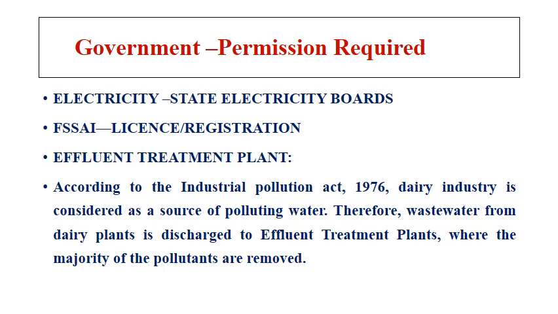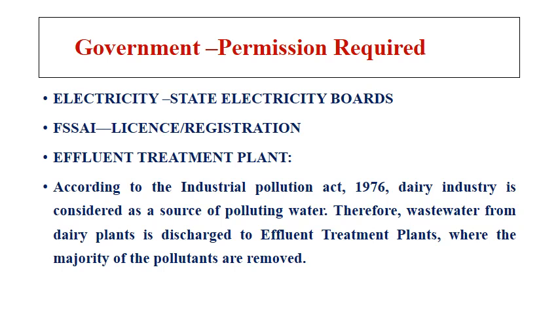Before starting a dairy plant, some important permissions are required from different government agencies. So here we will briefly discuss it. Number one is electricity, that is the State Electricity Board. We need to take permission before starting the dairy plant establishment because this plant is going to have a heavy power requirement. Then we need to have the FSSAI license or registration. As I told you earlier, the Food Safety and Standards Authority of India implements the Food Safety and Standards Act, and this is the authority to give permission, license and registration.